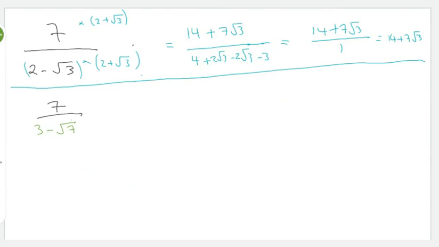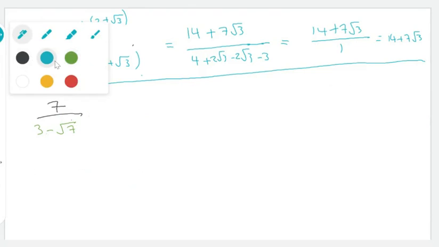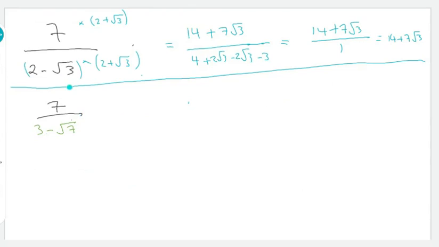You would multiply top and bottom by 3 add root 7. Yes, exactly. So you're noticing the pattern here. You're doing the opposite sign. Call that the conjugate. So yeah, we multiply that by 3 plus root 7. And this also multiplied by 3 plus root 7.